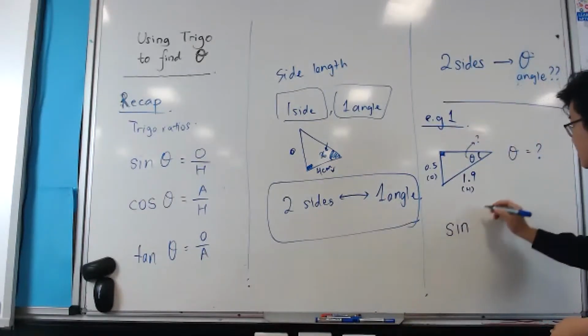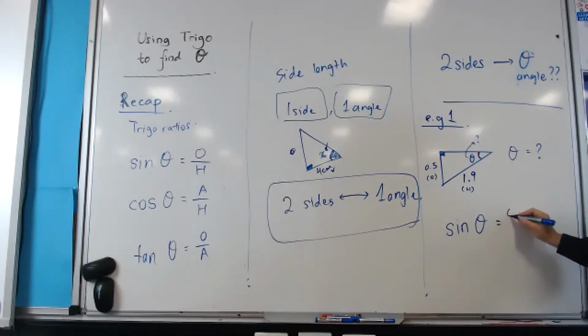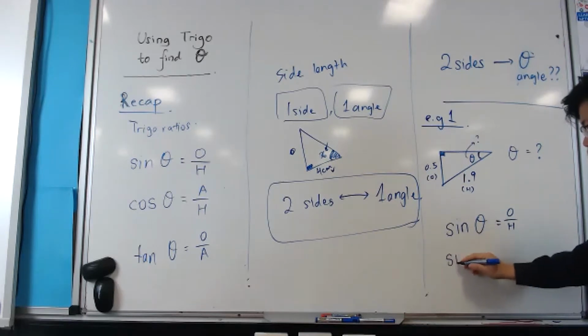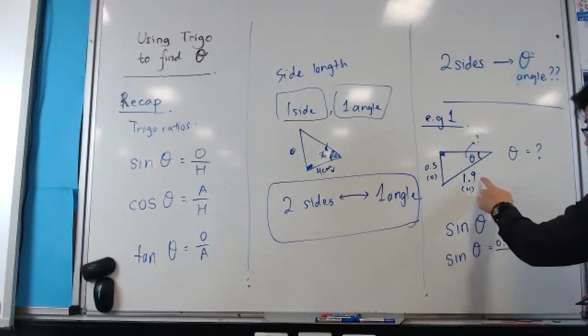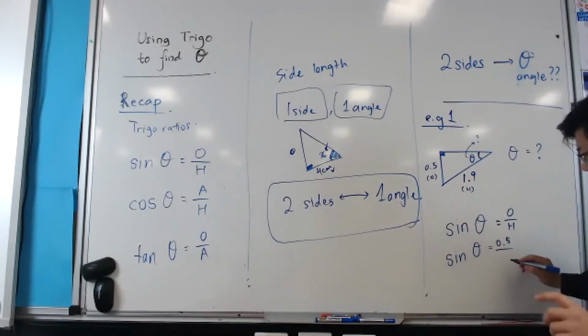So sine theta equals to what over what? So we got sine theta equals opposite over hypotenuse. Opposite is 0.5, isn't it? Yes. All right. Divided by what? Over hypotenuse. 1.9.